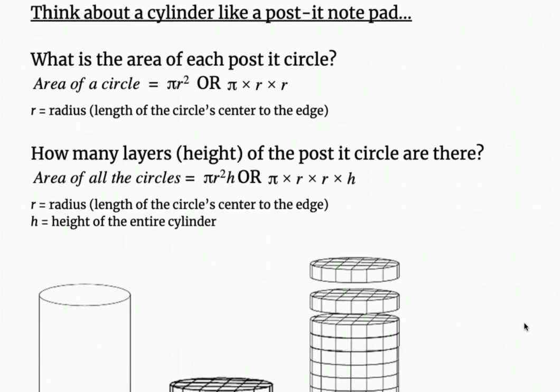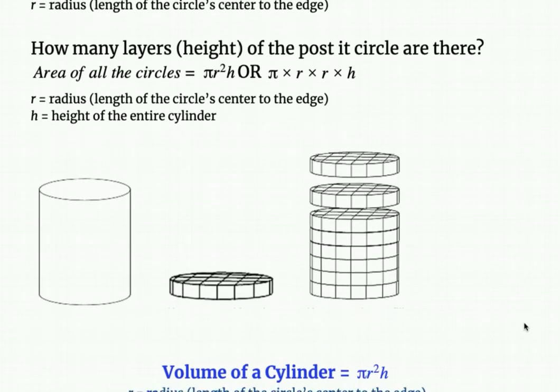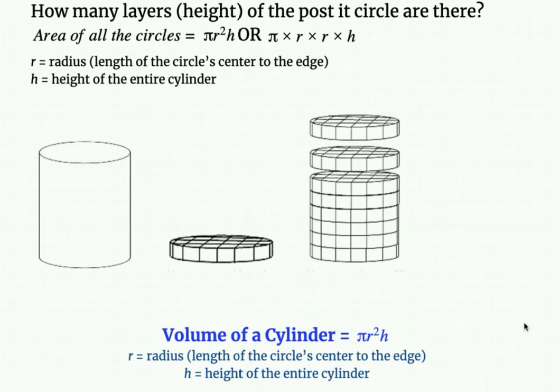And that right there, pi times r times h, is the volume formula of a cylinder, pi r squared h. And again, that's basically breaking down a cylinder into its different layers, figuring out the area of one of the circles, and then multiplying by how many layers there are. If you don't have this in your notebook yet, make sure you pause the video and put this in your notebook now.